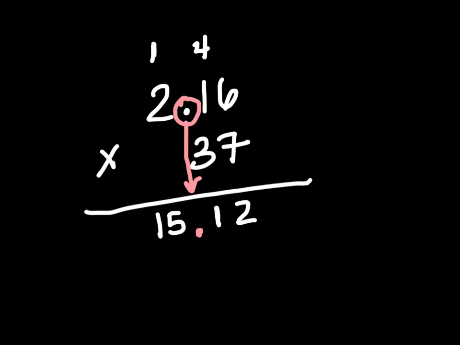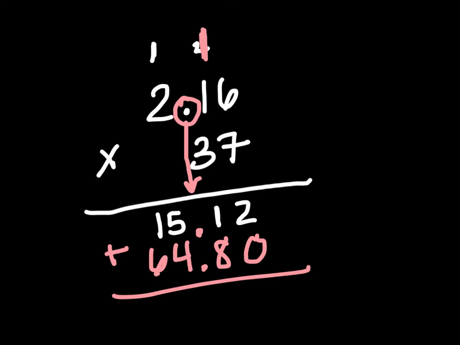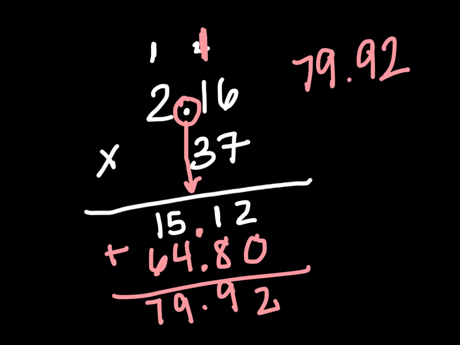I still do the same thing as I do with 2-digit numbers. I'm going to annex my 0. 3 times 6 is 18. Regroup. 3 times 1 is 3, plus 1 is 4. And 3 times 2 is 6. I need to add my partial products. 2 plus 9 plus 9 plus 7 says to me that 2 and 16 hundredths times 37 is going to give me a product of 79 and 92 hundredths.